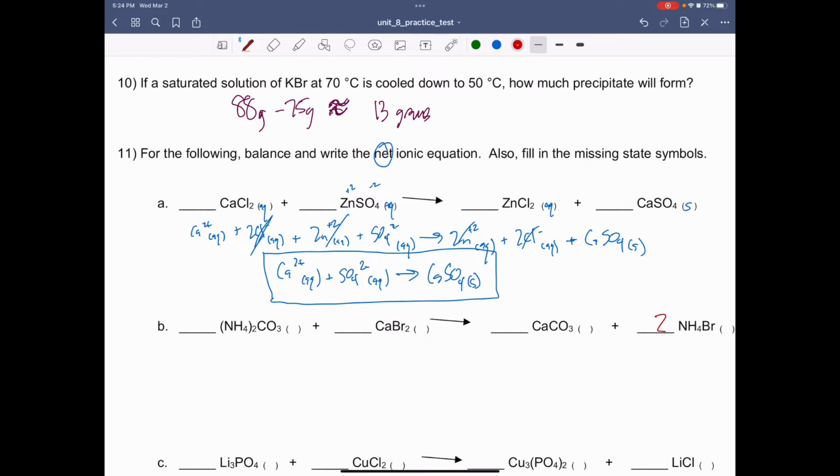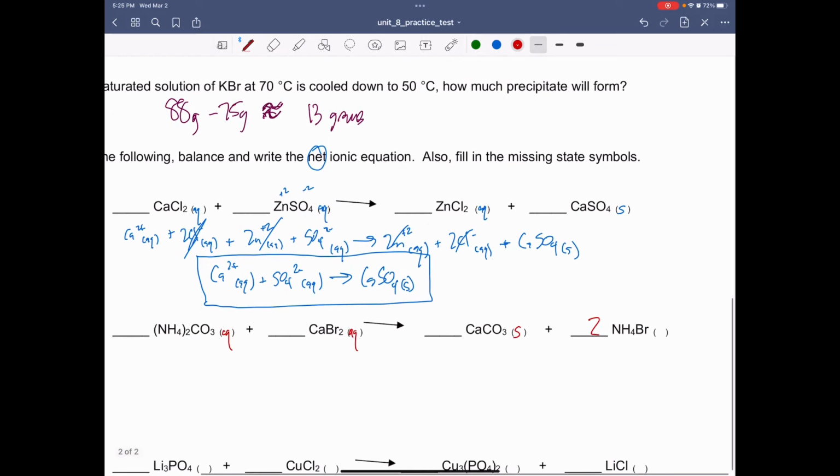So ammonium carbonate. Carbonates are typically insoluble unless they're attached to a group 1 metal or ammonium, so that's aqueous. Calcium bromide. Bromides are typically soluble unless they're attached to a group 1 metal, and calcium is not. Calcium carbonate. Carbonates are typically insoluble unless they're attached to a group 1, and calcium is not a group 1, so this is solid. And then bromides again are soluble, and ammonium is not an exception.